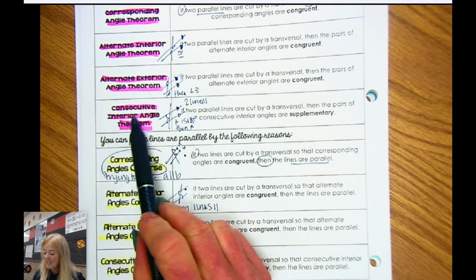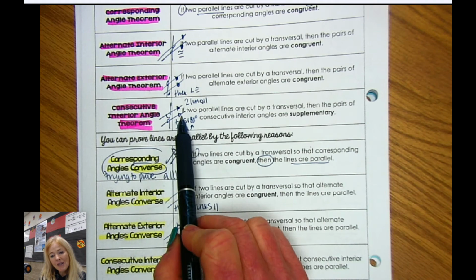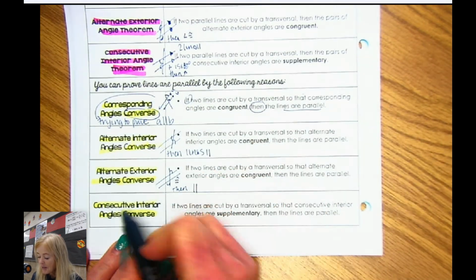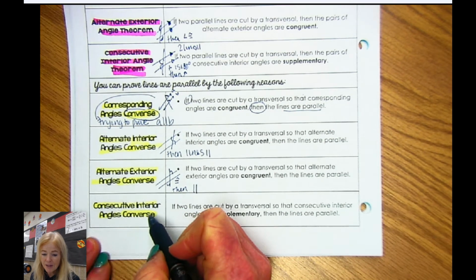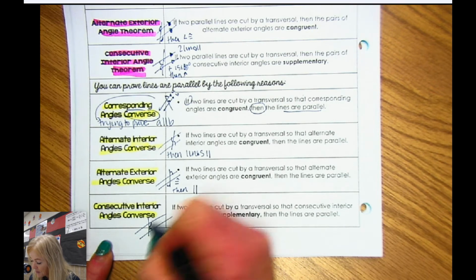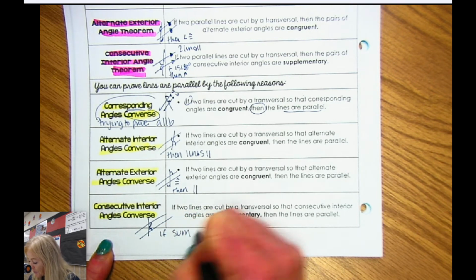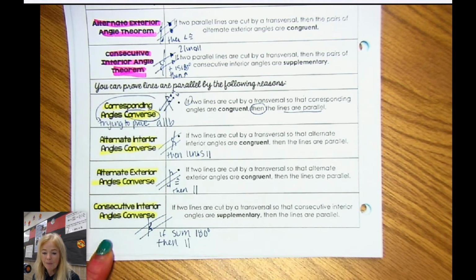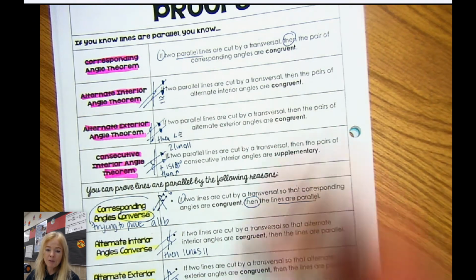All right, so the consecutive interior angle theorem says if two lines are parallel, then our consecutive angles sum to 180 degrees, whereas the consecutive interior angles converse theorem says that if I have two angles that sum to 180 degrees, then the lines are parallel. All right, so they're just the same theorems we know. We're going to use them in proofs, of course.